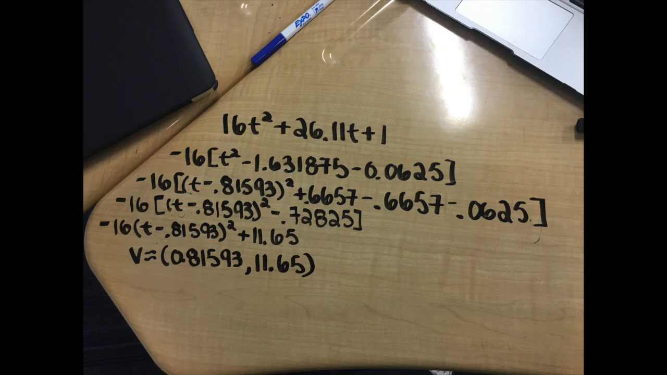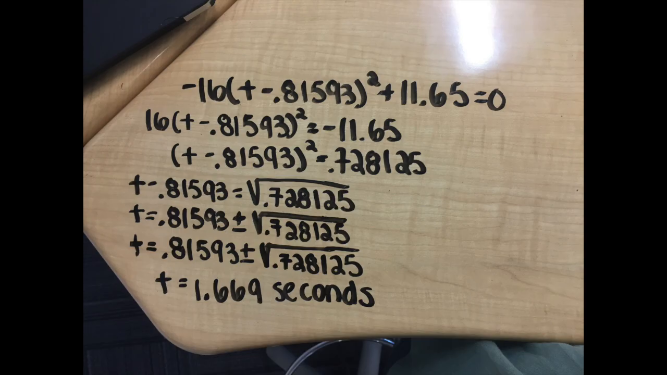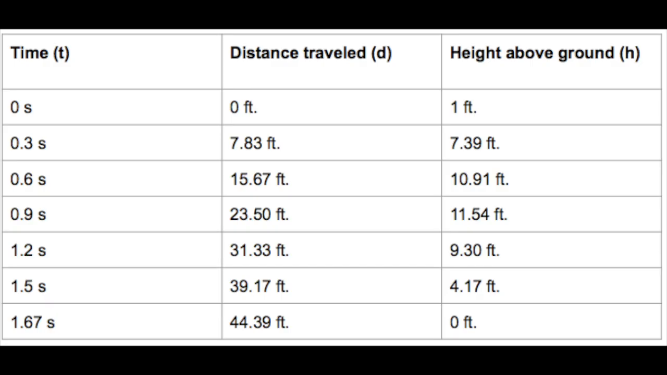In this equation, we found the vertex by completing the square. We found out how long the pumpkin was in the air by finding t.